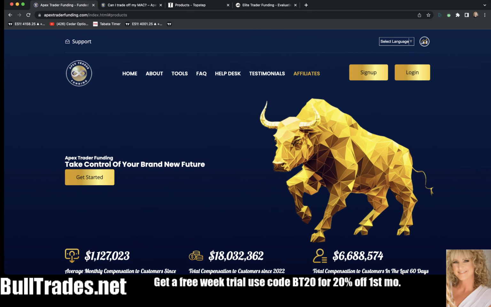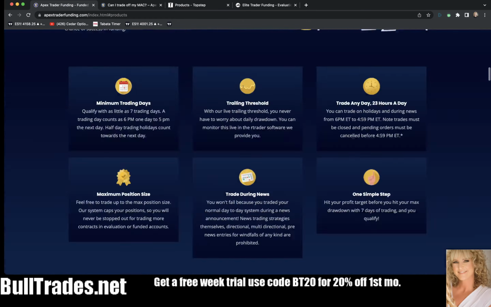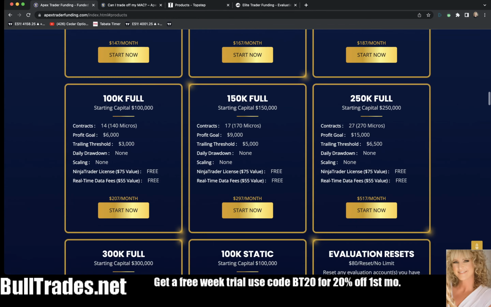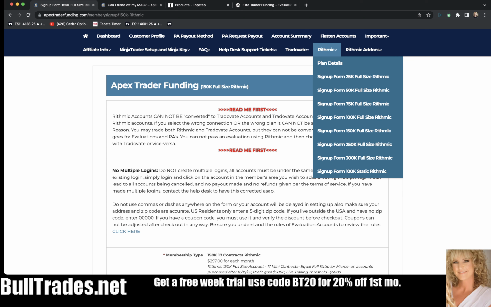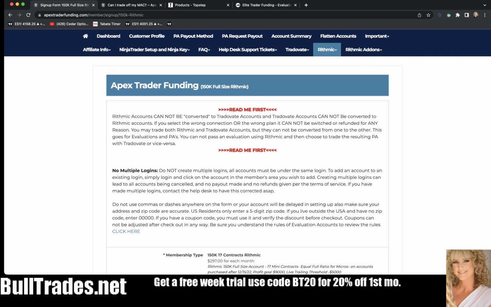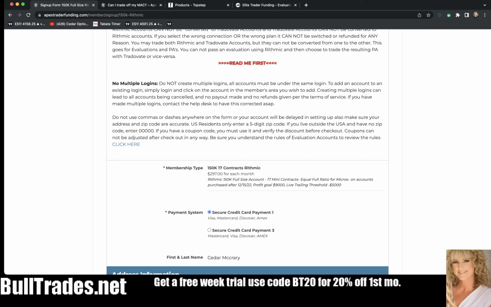So let's see here. Home, about, testimonials, sign up. When I click the buy on the 150, notice it defaulted up here to Rhythmic. It doesn't default to Tradovate. Rhythmic is their core plan. I just saw that, thought I was choosing the membership type of 150K, and I didn't read this right here. So it cost me $32 of, oh crap, I guess I'll cancel that one.